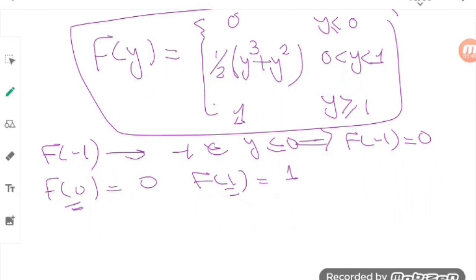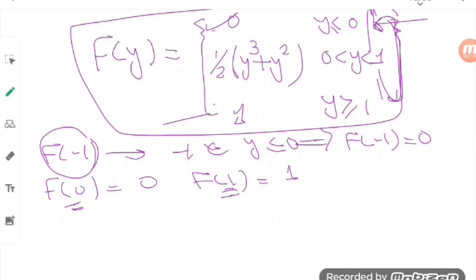So if we need to find capital F of -1, we'll search in this different support of y, or this domain of y, for which of them -1 belongs to. So -1 belongs to this interval. So the value of F at y equal to -1 is 0. What about capital F of 0?